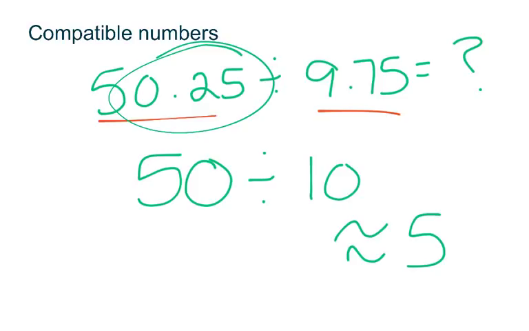Compatible numbers can be tricky. What I suggest doing is changing one of the numbers first, like I did here, and then going to a multiplication chart and trying to find something that's close to your second number to divide into it.